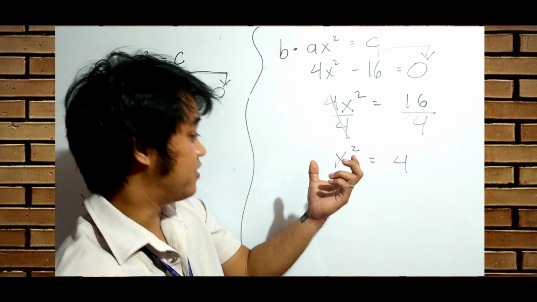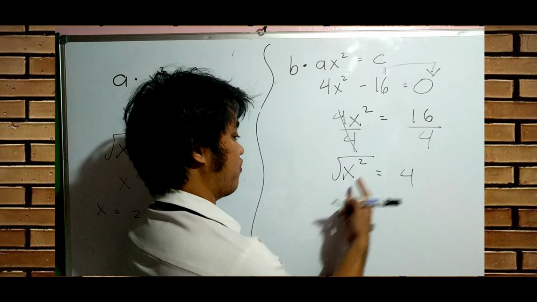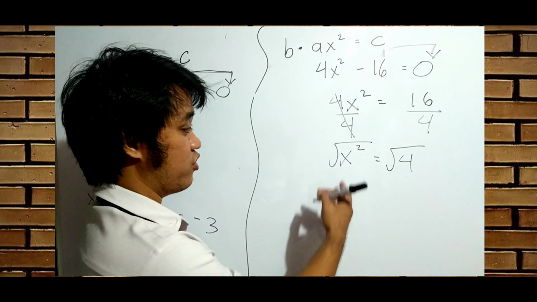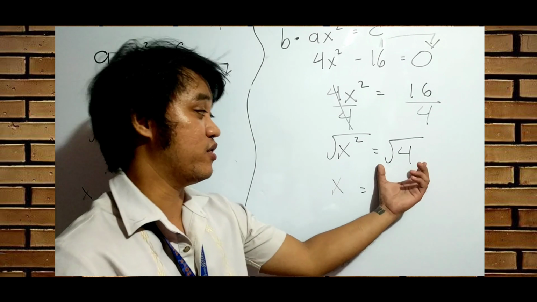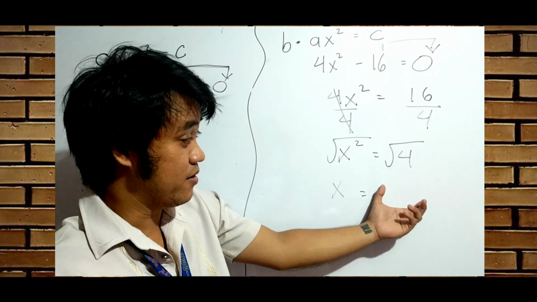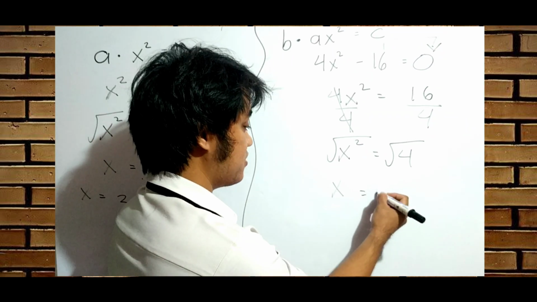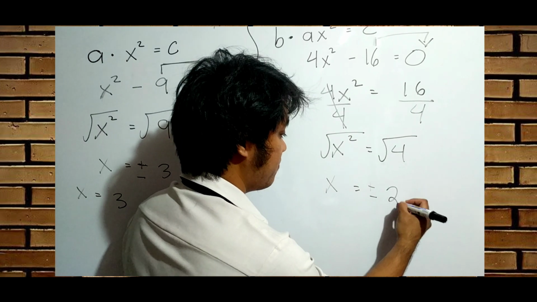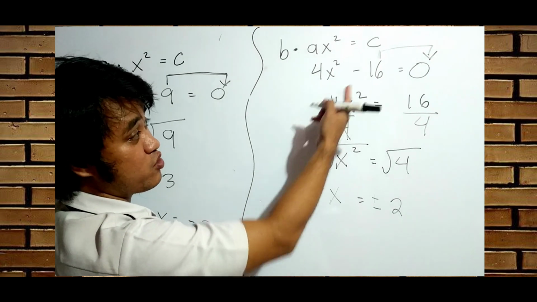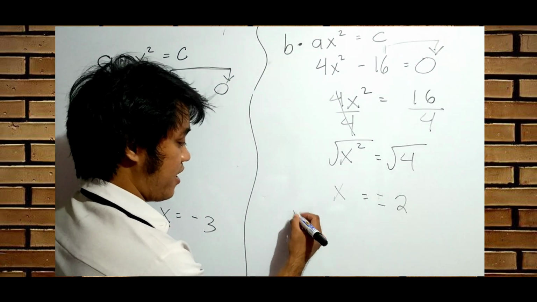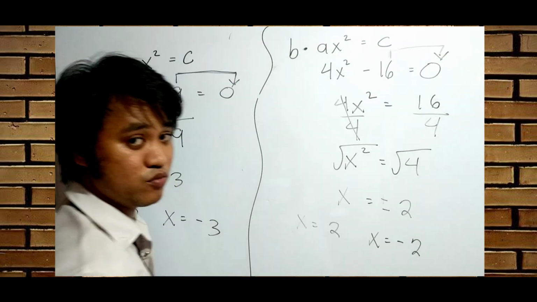Now, we can get the square root of both sides to eliminate the second degree. So we have the square root of x squared and the square root of 4. So the square root of x squared is x is equal to, again from our previous lesson, if we take the square root of a number, it will become positive and negative. So it means the square root of 4 is positive and negative 2. So the solution set for 4x squared minus 16 is x is equal to positive 2 and x is equal to negative 2.